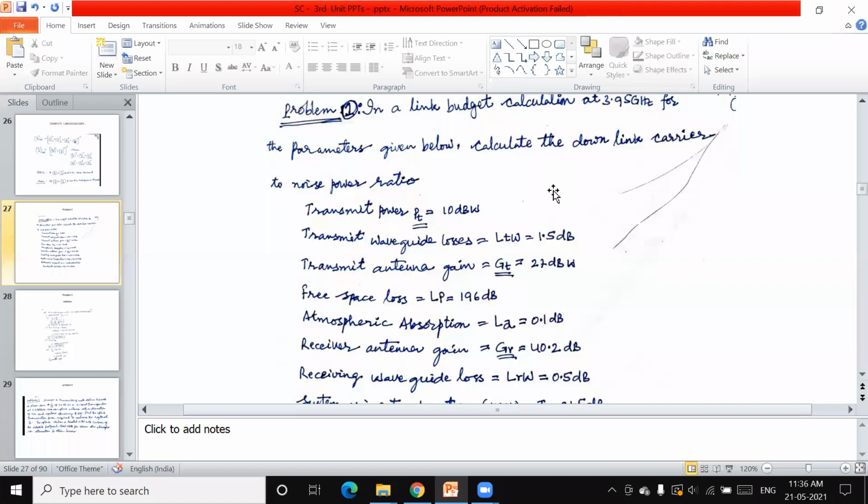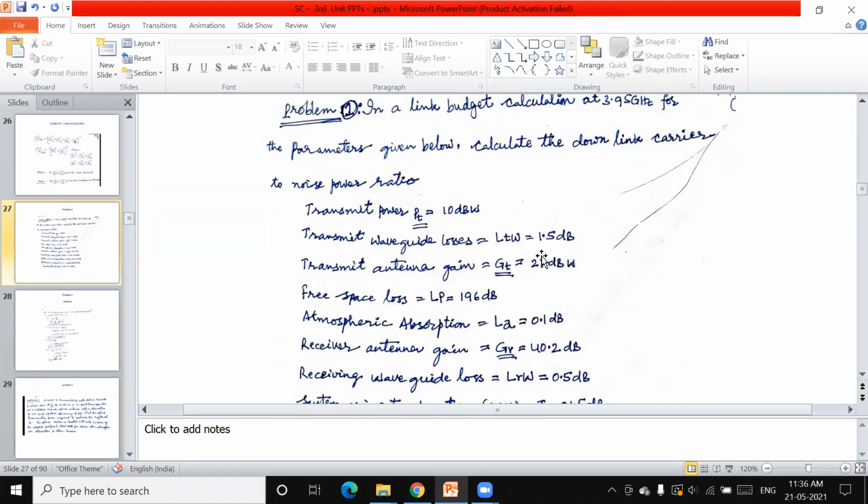Is it clear? What is your aim? C by N for a downlink. Carrier to noise power for a downlink, you are supposed to calculate. That is the problem aim. For this, all the values are given in dBs. Please all of you look into this.